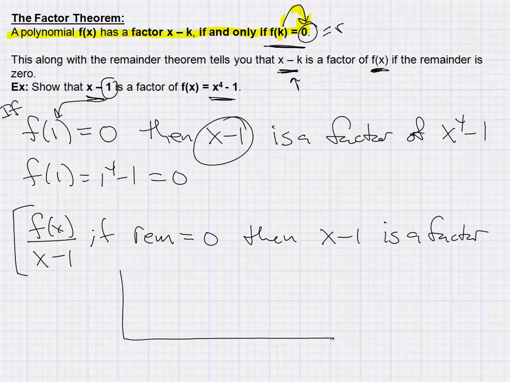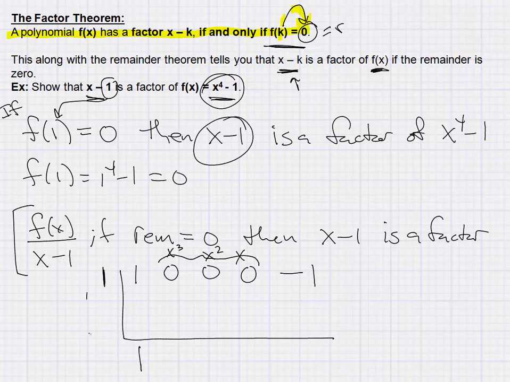So I can do synthetic division. I have 1, 0, 0, 0, minus 1. Why do I need all these zeros? Because I don't have an x cubed, I don't have an x squared, and I don't have an x to the first power in my f of x. Outside, I'm going to put a positive 1 because I do the opposite sign. Bring the 1 down, multiply, add, multiply, add, multiply, add, multiply, add. Remainder 0.